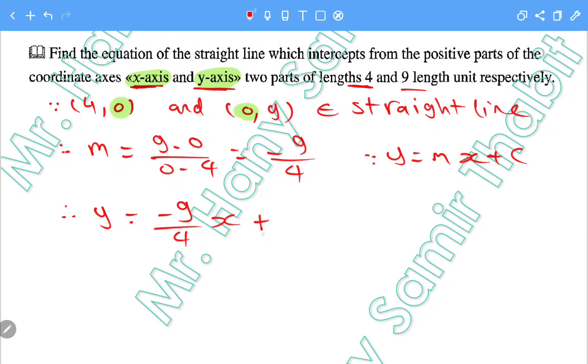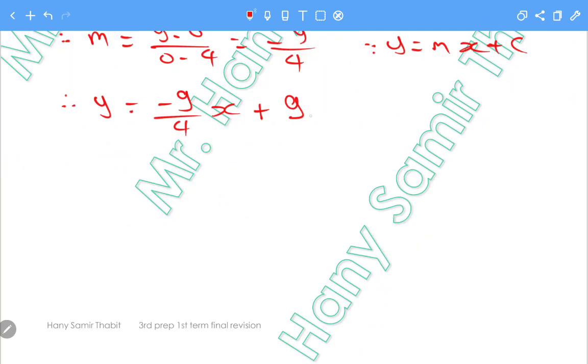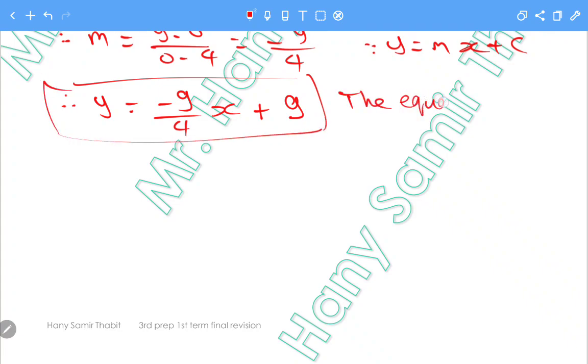Since y equals mx plus c, then y equals negative 9 over 4 x plus c. But I have c here, I have c directly. What is the c? My c is 9. Why is it 9? Because the intercepted part of the y-axis is my c. So my c directly is 9. So we have m and we have c. We have finished the question. And each time you must write the equation, and please be more organized than me.